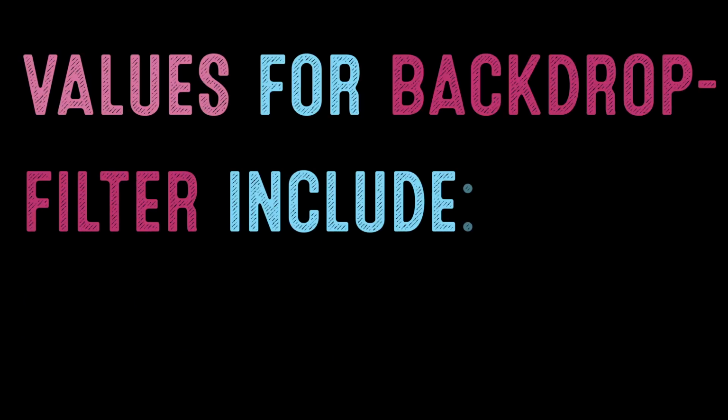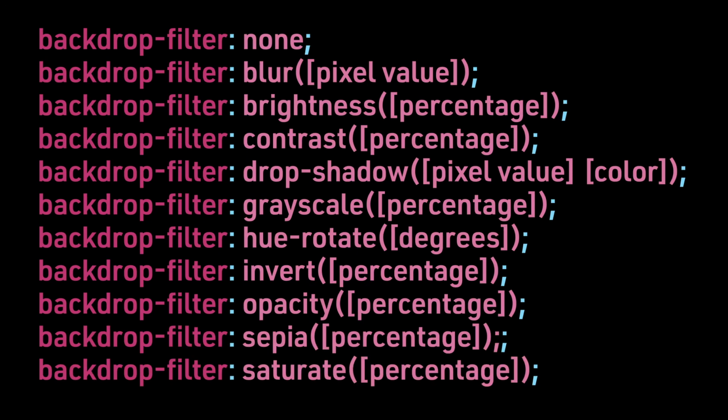Possible values for backdrop filter include backdrop filter none, backdrop filter blur with a pixel value, backdrop filter brightness with a percentage, backdrop filter contrast also with a percentage, backdrop filter drop shadow with 2 or 3 pixel values and the color, backdrop filter grayscale with a percentage, backdrop filter hue-rotate with degrees specified, backdrop filter invert with a percentage, backdrop filter opacity with a percentage, backdrop filter sepia with a percentage, backdrop filter saturate with a percentage.